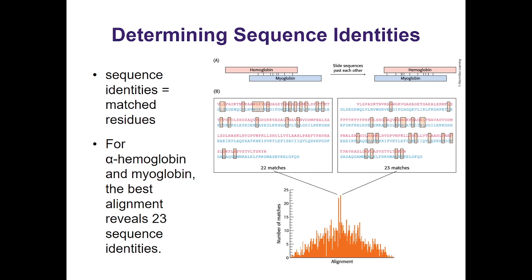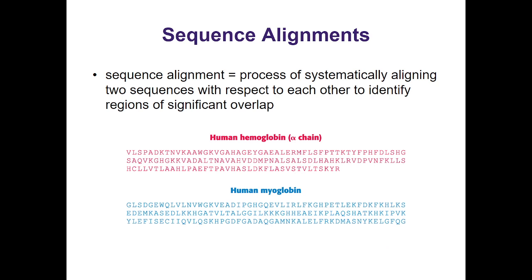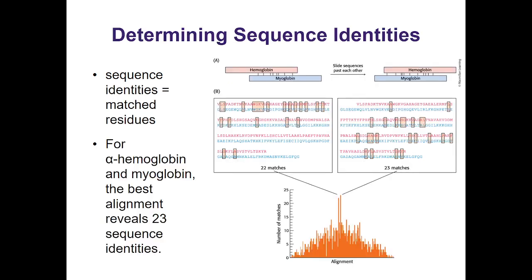So, determining sequence identities. Sequence identities are matched residues. As you can see, we actually had to frame shift these to figure that out. So what you'd do is take one, frame shift it with another, and look for any matching. You don't normally do this by hand though, you do it with a computer. Yeah, a little easier now.